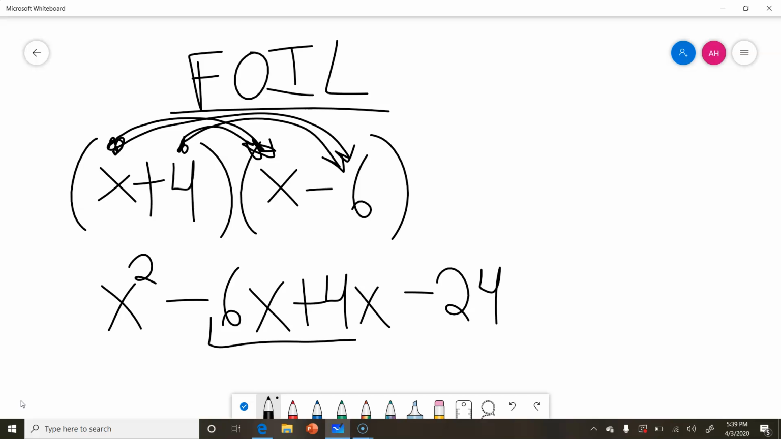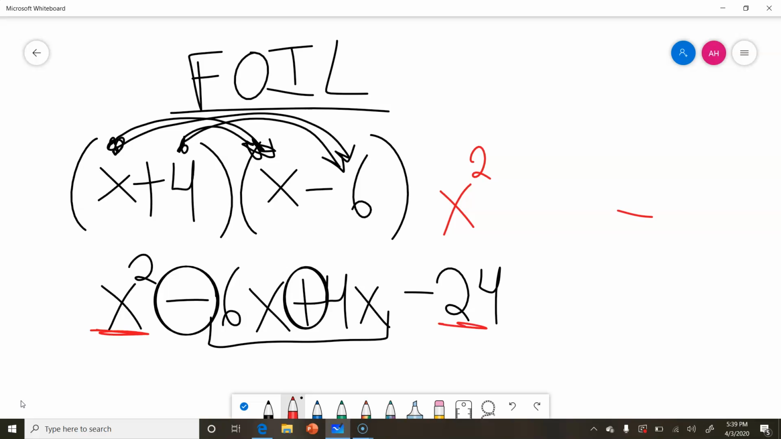Now, I got to combine these terms. And some of you are missing this sign right here, this negative sign and this positive sign. So when we go to combine those, x squared stays and this minus 24 is going to stay. But these guys get combined. Negative 6 plus 4 is negative 2x.